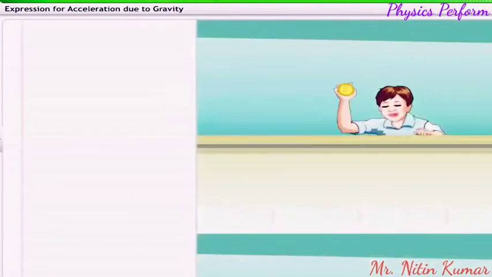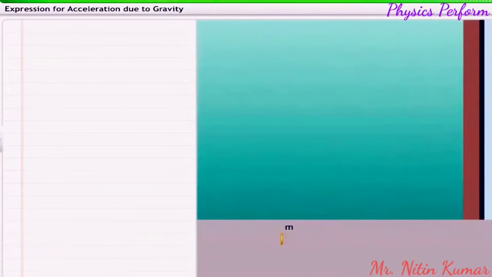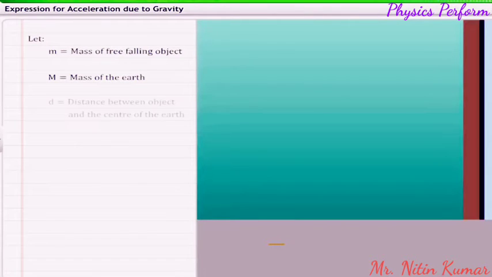How can you determine how long it will take an object in free fall to reach the Earth from a specific height? To perform such calculations, you need to know the value of acceleration due to gravity. So, let us now derive the expression for acceleration due to gravity g. Consider a freely falling object of mass m. Let the capital letter M denote the mass of Earth. Let d be the distance between the free-falling object and the center of the Earth.